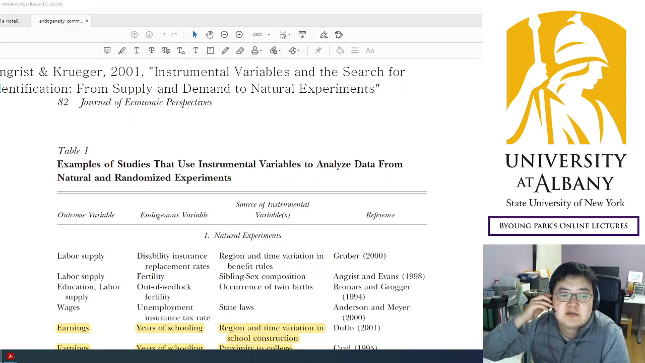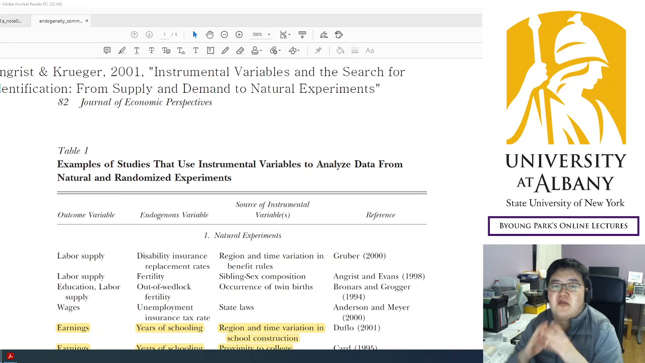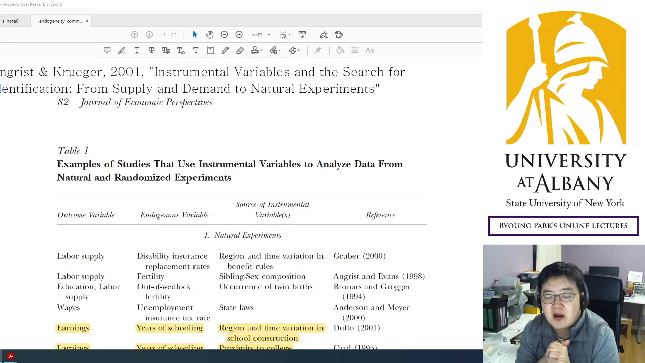Hello. Today we are going to continue the chapter about the endogeneity problem. In the last lecture, I introduced why we have the endogeneity problem, what causes that problem, and how to fix it. The main idea was that endogeneity is the correlation between the error term and a variable in the regression equation. And how to fix it?